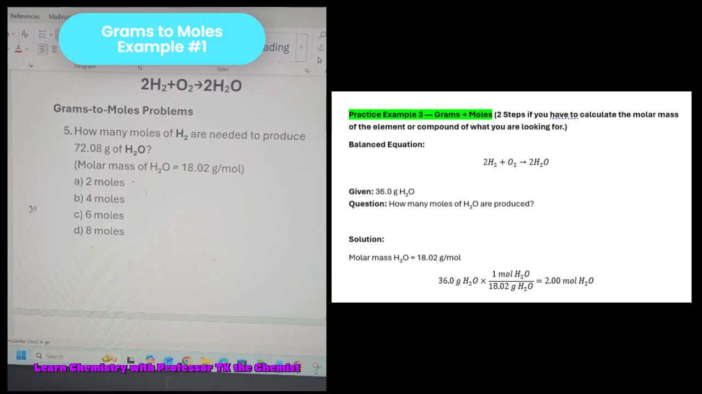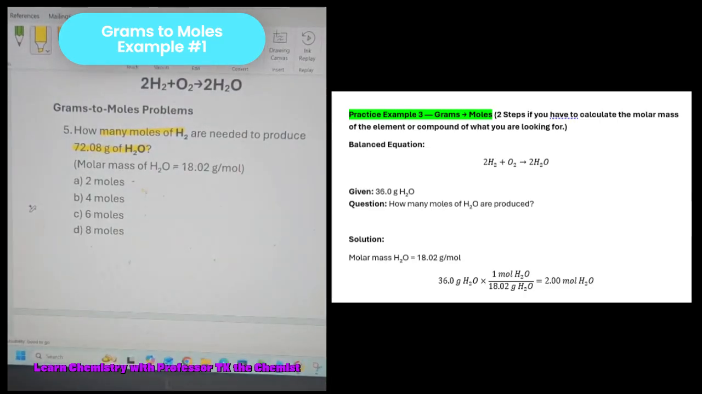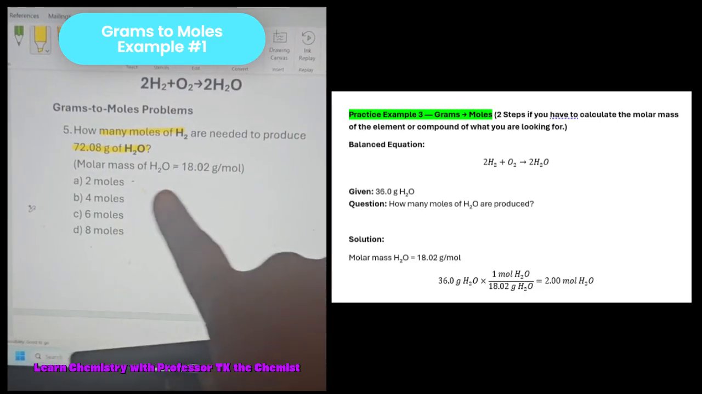How many moles of hydrogen are needed to produce 72.08 grams of water? Now notice I've already given you the molar mass for water. I've already given that to you.